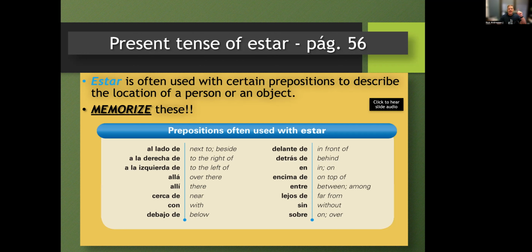Clase, repiten. Allá. Allá. Over there. Allí. There. The difference is more of a distance. Allá is like over there, like further away. And if I'm pointing on my desk, allí, something that's relatively closer to me, then allí would be the word for that. It's not as far away as allá.